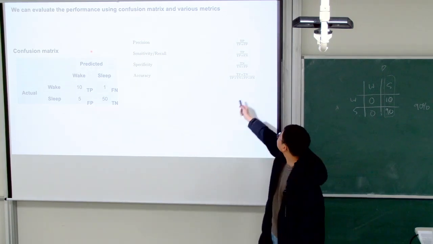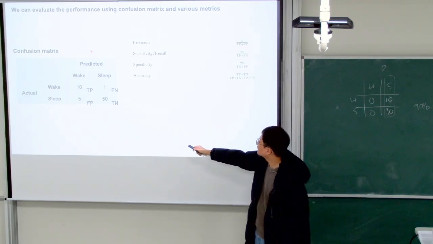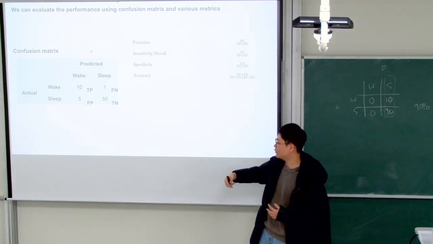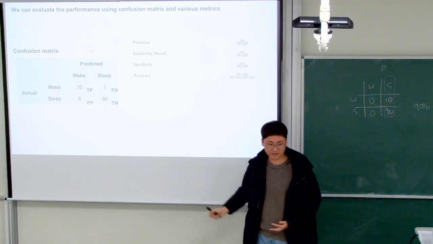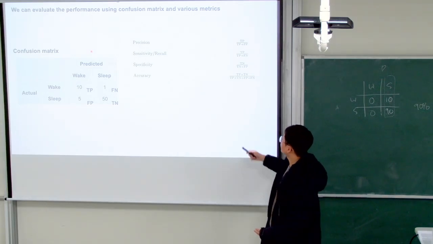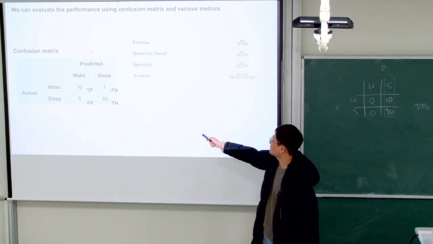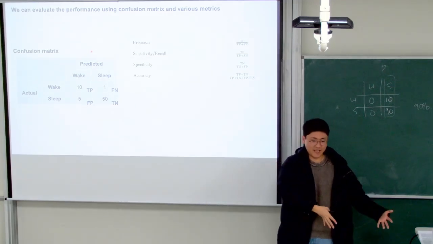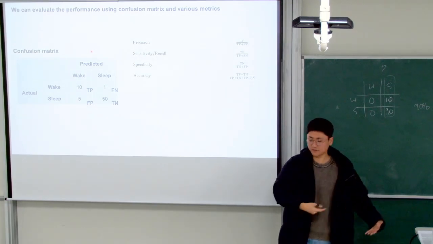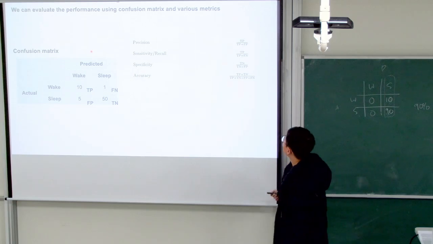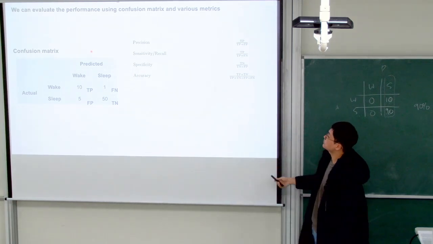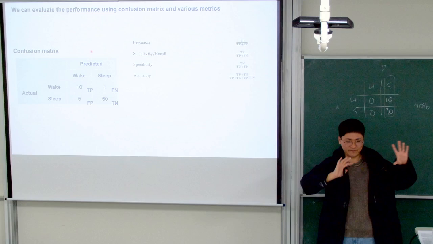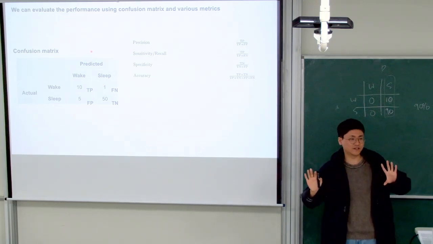Precision means that among the whole proportion that we predicted as wake, how much of it is truly wake. And sensitivity means that among the actual wake, what proportion we correctly predicted. So in this sense, we can use these parameters. That means we need to consider some pairs of values. But we don't like that.